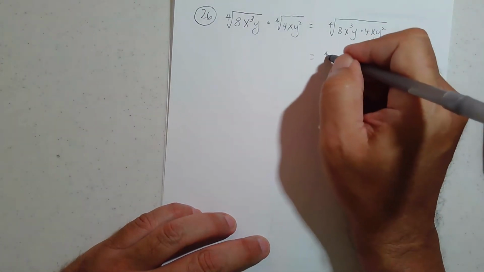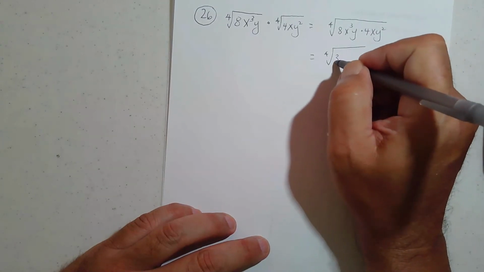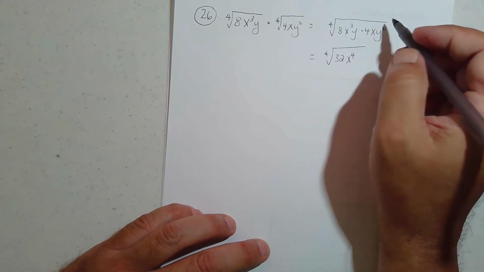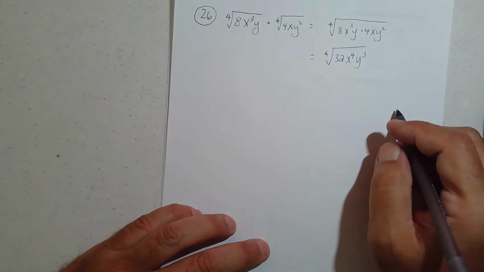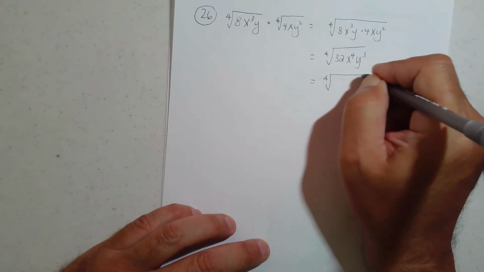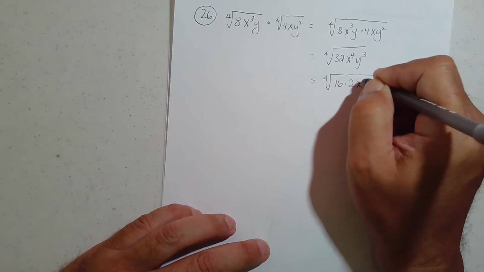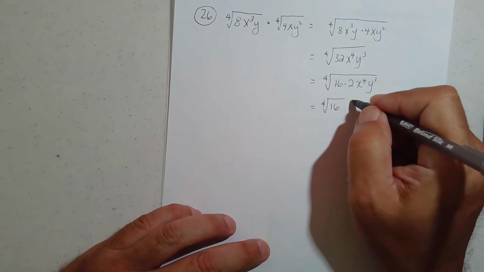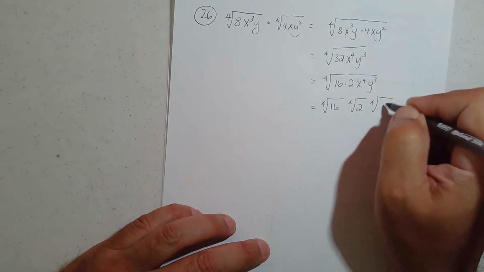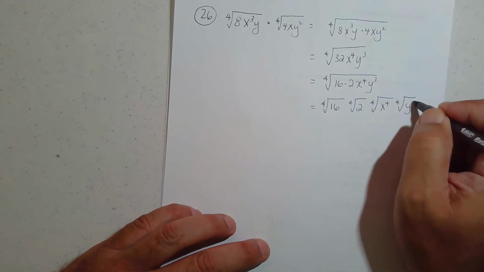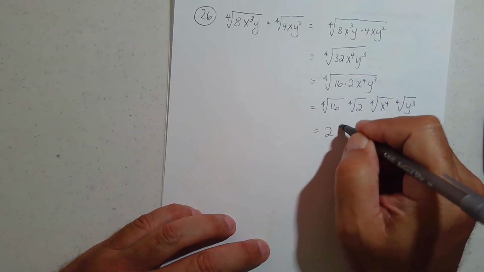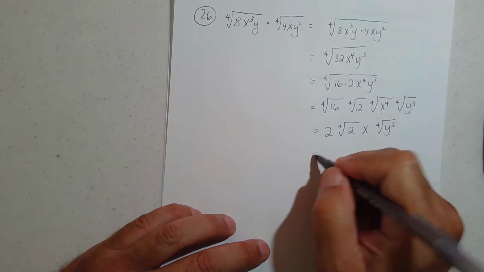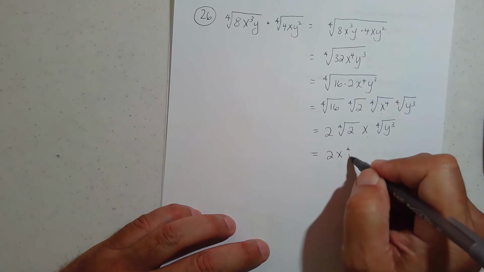okay, which would be equal to the fourth root of 8 times 4 is 32. X cubed times x is x to the fourth. And y times y to the second is y to the third. Okay, so we can bring out 16 here times 2, x to the fourth, y to the third. So this would be the fourth root of 16, fourth root of 2, fourth root of x to the fourth, fourth root of y cubed. So the fourth root of 16 is 2. Fourth root of x to the fourth is x. So we end up with 2x, fourth root of 2y cubed.